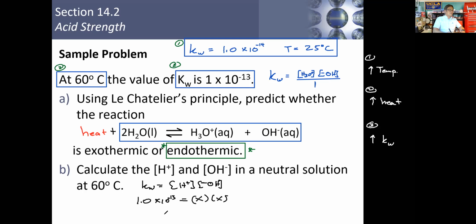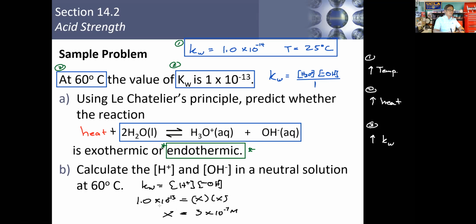Let me go ahead and do this here. Solving for x, taking the square root of both sides. If you do this, you get a concentration of about 3 times 10 to the minus 7 molar, which is a greater value than the hydrogen ion and hydroxide ion concentration at 25 degrees Celsius.